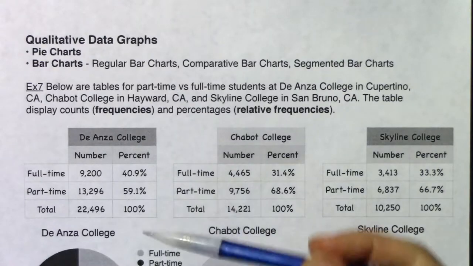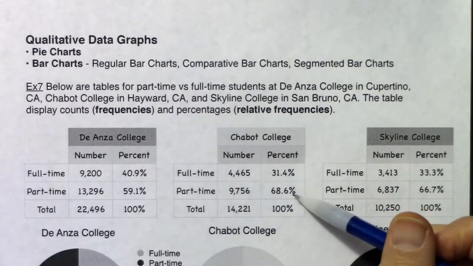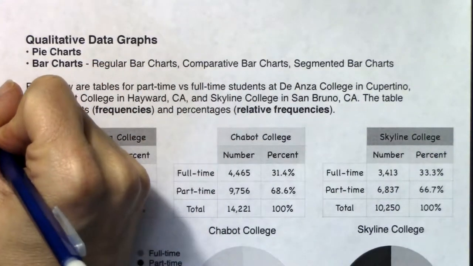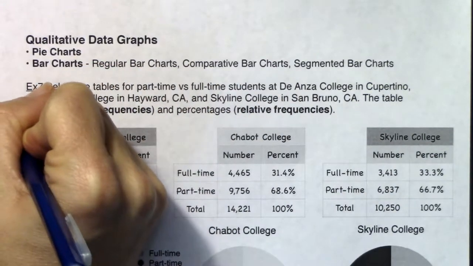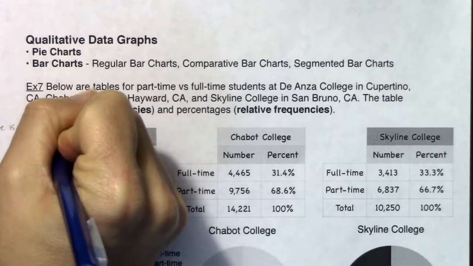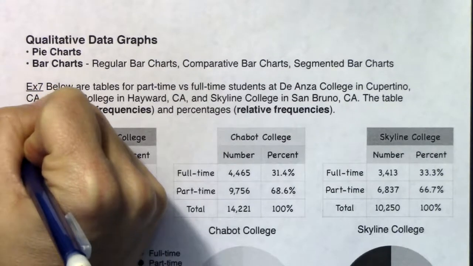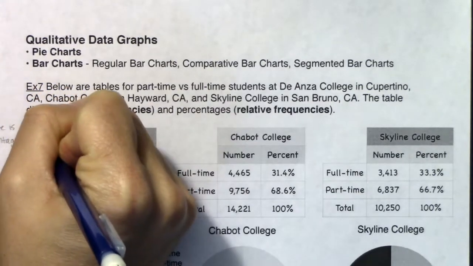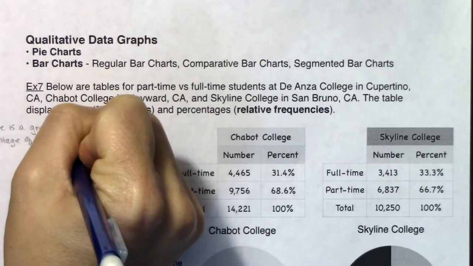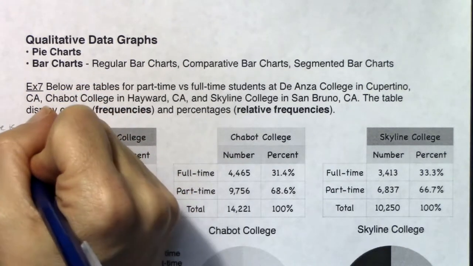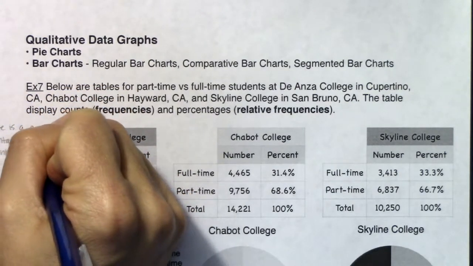Something I'm noticing that is common between all three is that each college has quite a larger percent of part-timers than the percent of full-timers. So if I wanted to write that as a sentence, I could say there is a greater percentage of part-time students at the three colleges.